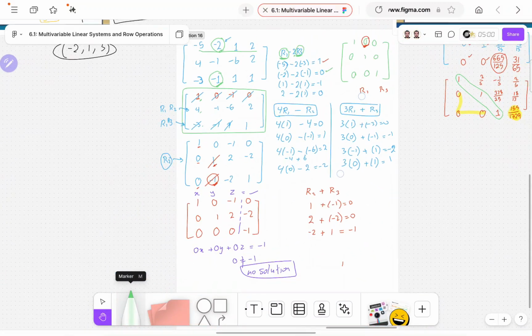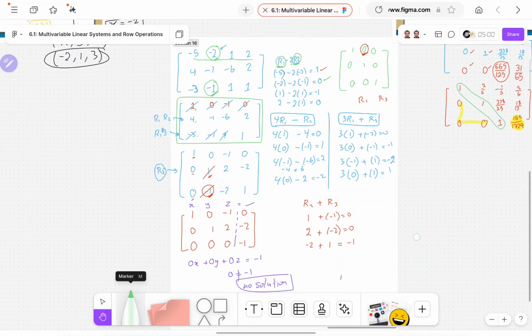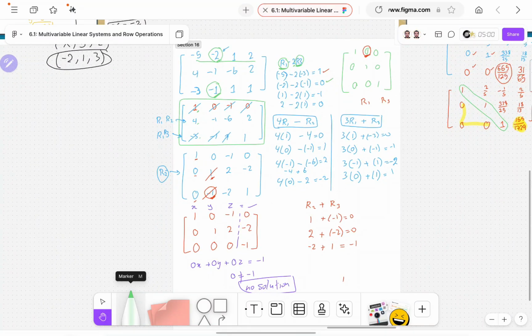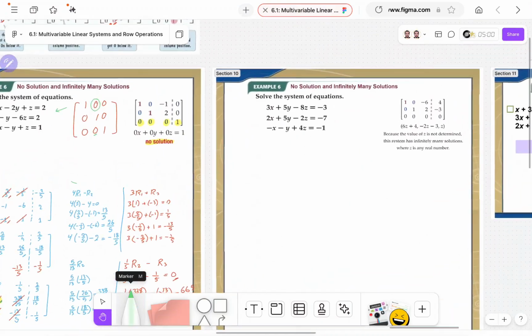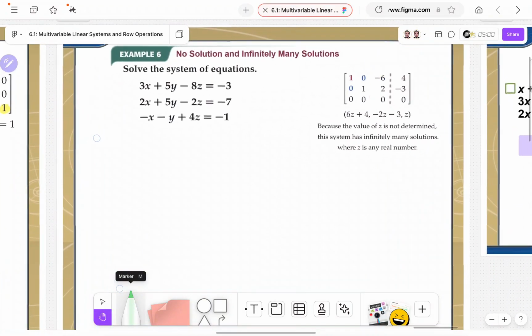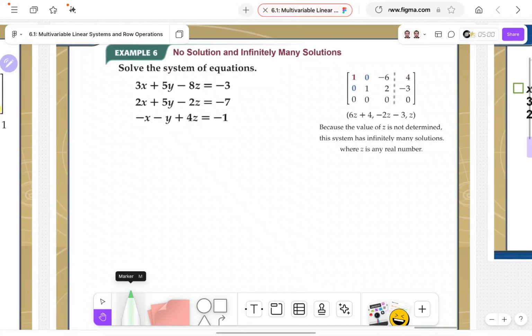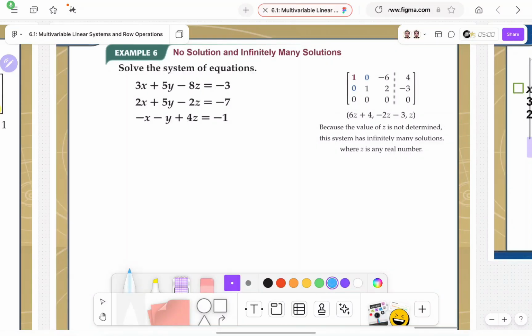Okay, I hope you understand the question. This is the whole question, and this is the whole step that we did. Now let's go to the last example here, which is the infinite solution. For the infinite solution, we are going to apply the same idea. First, let's write the augmented matrix. Maybe the idea will become clearer in this example because it's similar.